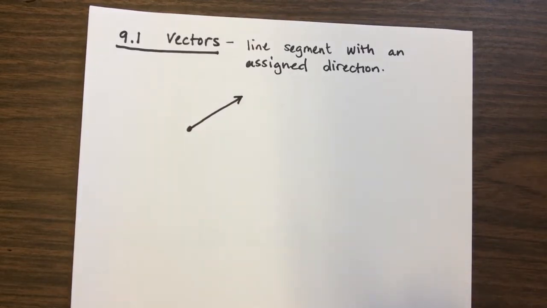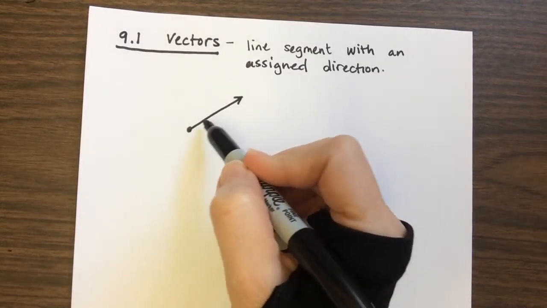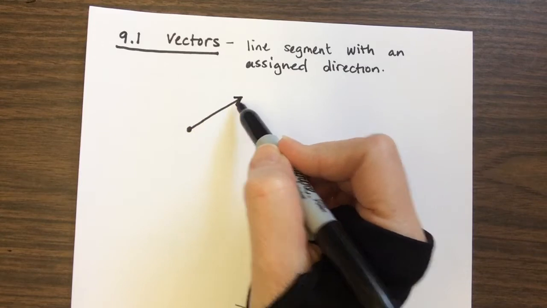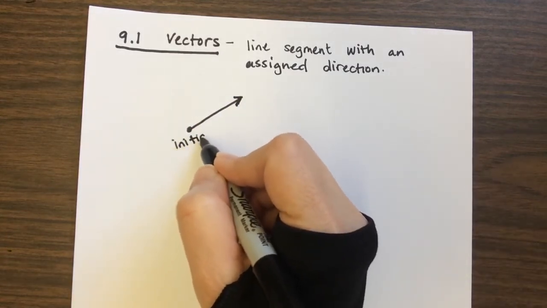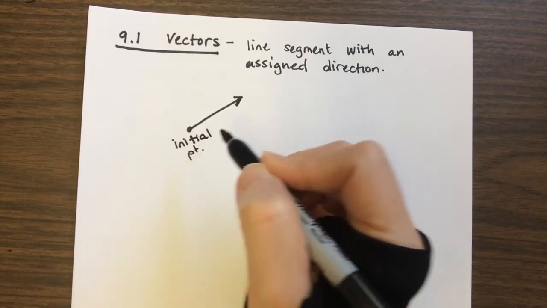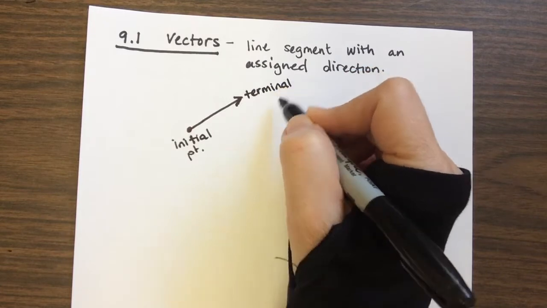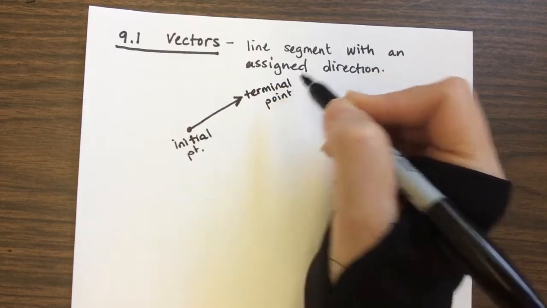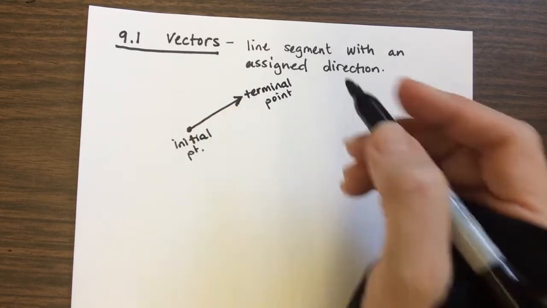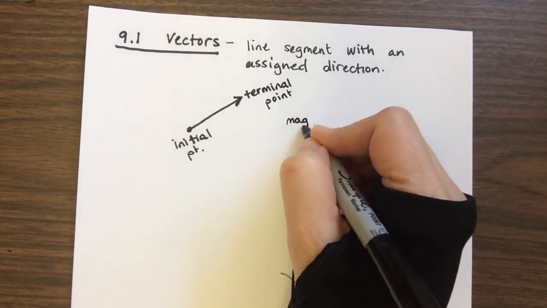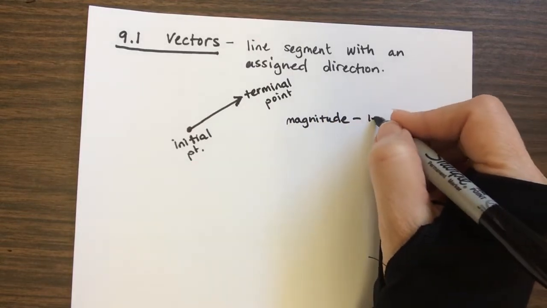A vector is just a line segment with an assigned direction. So I've got a line segment, I've got an arrow indicating what direction this thing's going. So we have an initial point, and then we've got a terminal point. And like I said, the arrow just indicates the direction this thing's going. The magnitude is the length of the vector.